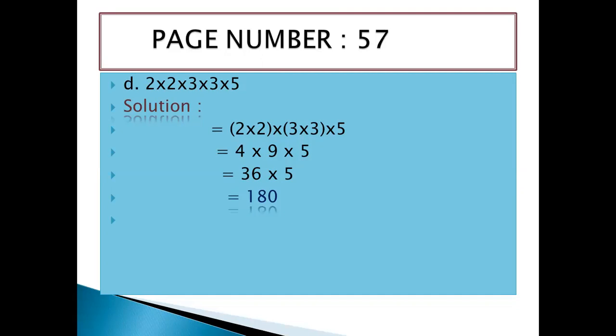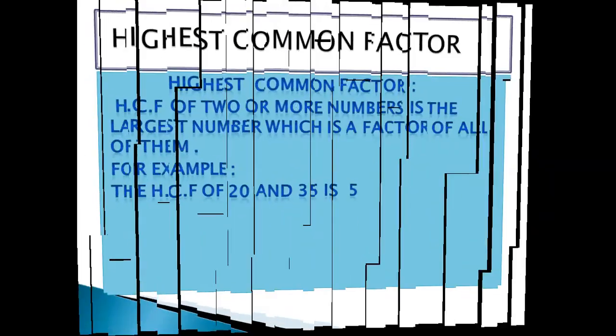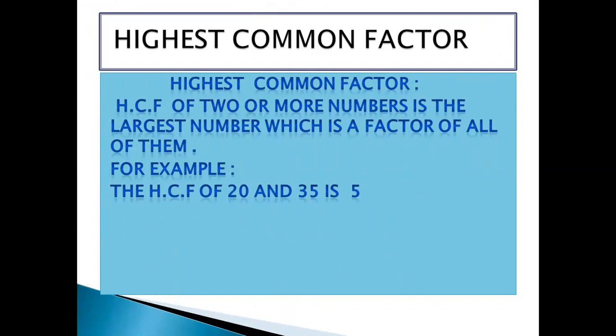In these questions, the factors are already given, and after making the partners and the multiplication, we find the number in the way in which the factors are given to us. Question number 3. In this question, write the HCF. HCF is the highest common factor, and you are familiar with this because you have done HCF in class 4.